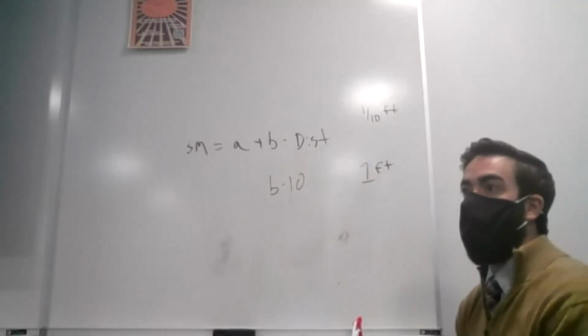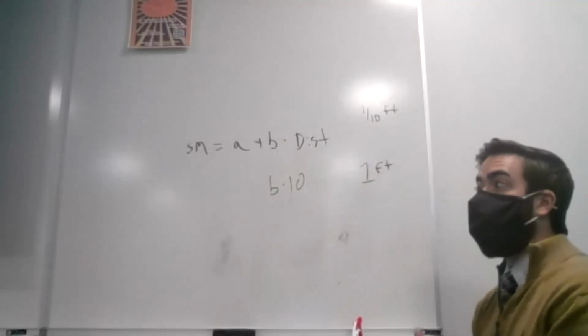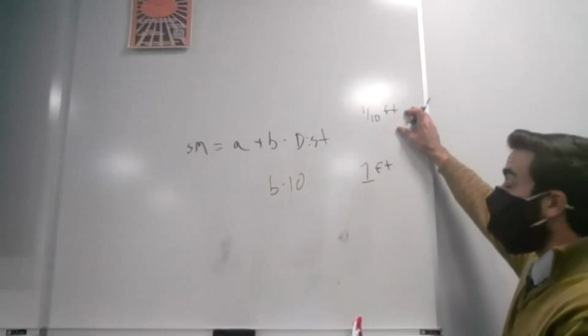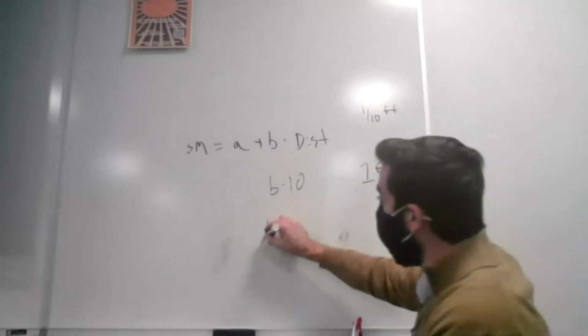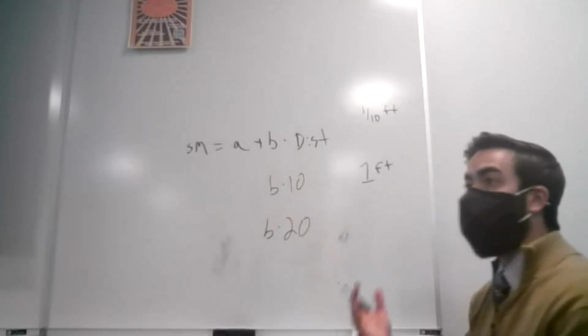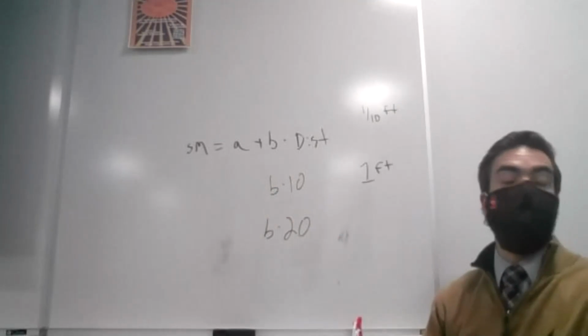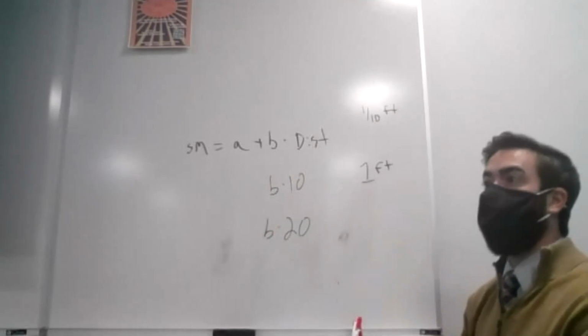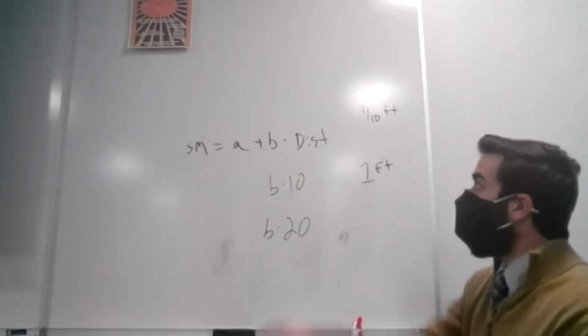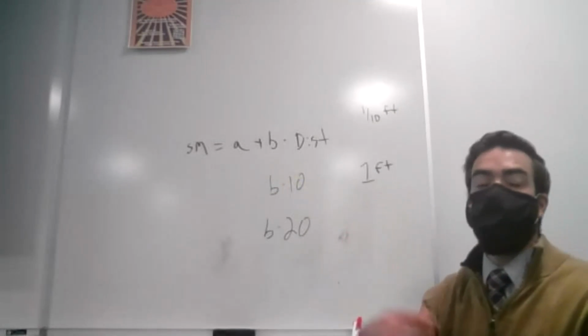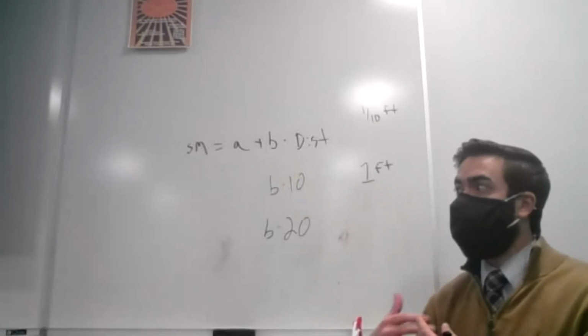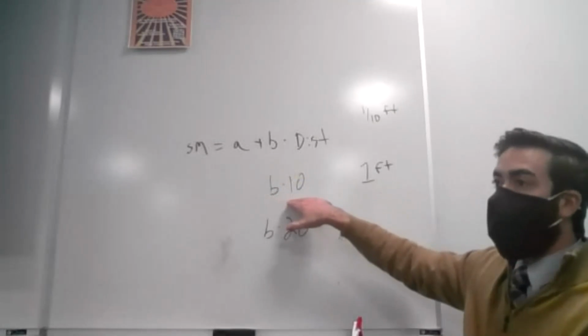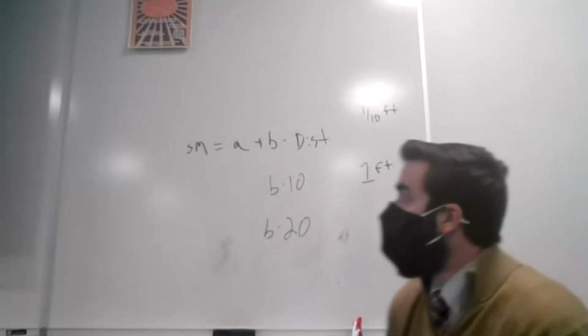multiply B by 10. If I wanted the effect of moving back 2 feet, well, how many 1/10ths are in 2? I would multiply it by 20. If I wanted the effect of 3, multiply it by 30, and so on and so forth, right? So just because we have the effect of 1 unit, or whatever unit we're interested in, we just multiply by that.